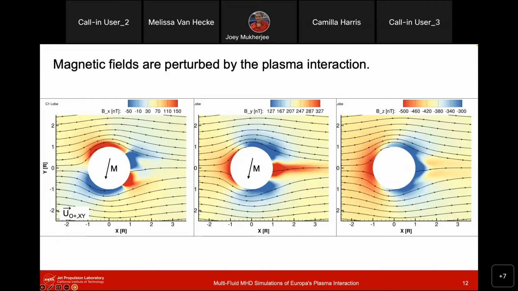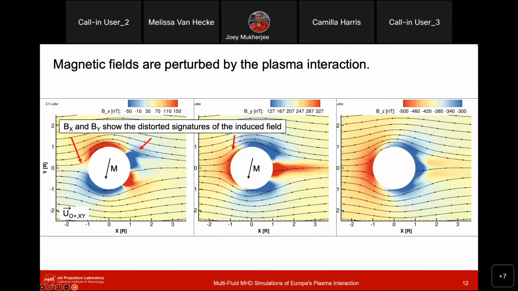So this is an example of what the results look like for one particular case. What you're looking at, again, is the equatorial plane, X and Y. Plasma is flowing from left to right. In this coordinate system, Jupiter would be somewhere off in the ceiling. The colors are showing different components of the magnetic field. So we have the X component and the Y component, and then the Z component pointed into the page on the right. These streamlines are showing the flow of that ambient magnetospheric plasma in the simulation. And then this M is showing the dipole moments that we've prescribed in the model to represent Europa's induced field.